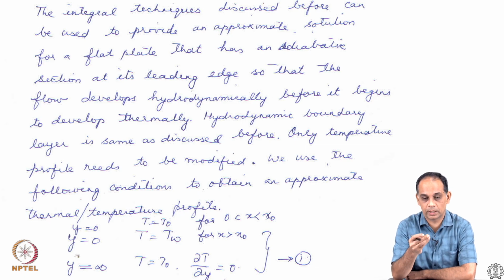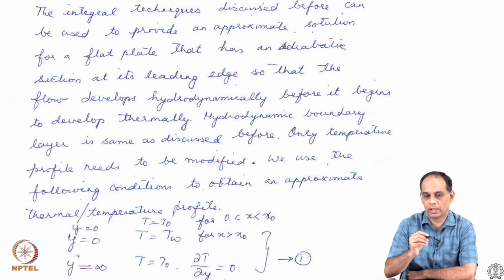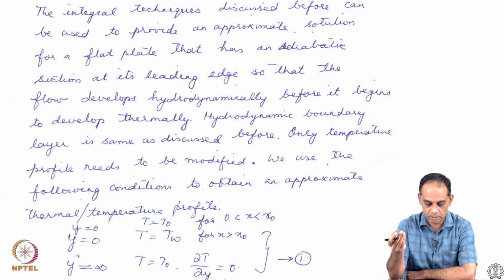We will use the integral method, and in the integral method we first need to find a profile. In order to find the profile, we need certain conditions to know what temperature profile to choose. The velocity profile can be the same polynomial profile. We will assume a polynomial profile, not a linear profile like Couette flow, but a polynomial profile for velocity.